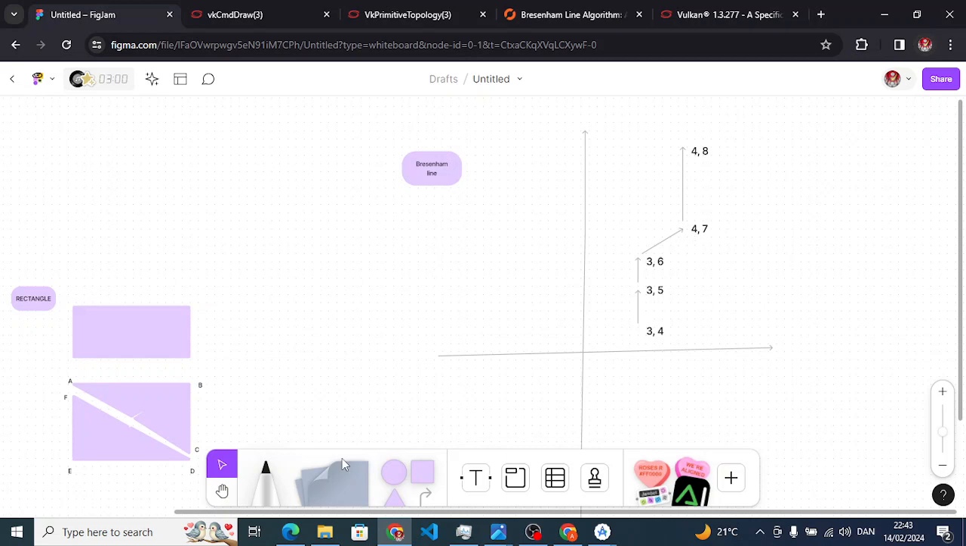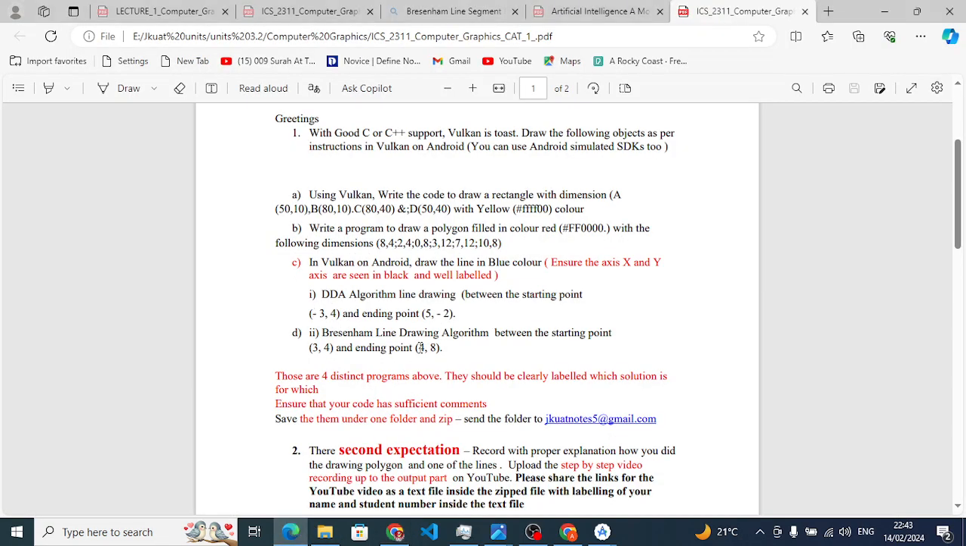The exercise that we are solving today is on this part of the session. We were told to draw a line using the Bresenham line drawing algorithm from 3,4 to 4,8. As you can see, our program will not be a dynamic program where you can input values and then calculate and draw it, but rather it uses an already defined set of coordinates, which is 3,4 and 4,8.